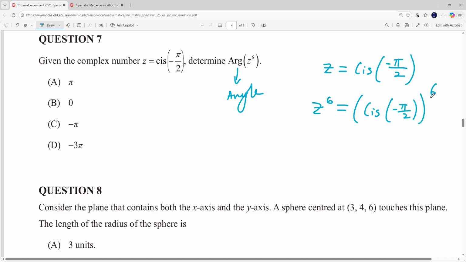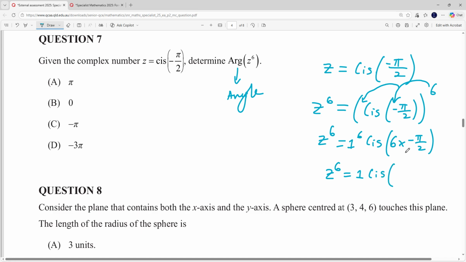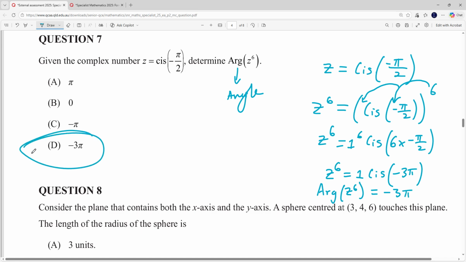Okay, so de Moivre's theorem states you can move this 6 to multiply the angle and add the power of 6 to that thing there. So it's 1 to the power of 6, cis 6 times negative pi over 2. Okay, so that's z to the 6. So z to the 6 is 1, cis, and what's that going to be? 6 divided by 2 gives you 3, so you have negative 3 pi there. So the angle, so arg of z to the 6, would be negative 3 pi. Okay, so the correct answer here would be D.